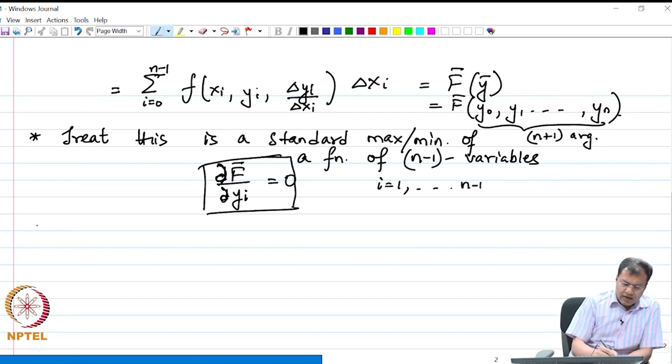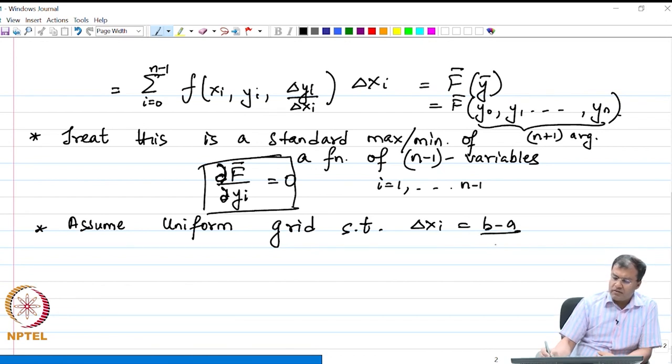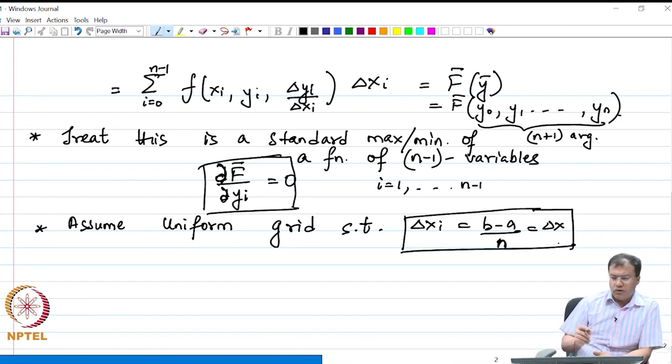Okay, and further let us assume that the grids are uniform. Right, now we are going to make this assumption so as to simplify our calculations. So assume a uniform grid such that my delta x_i is the final point minus the initial point divided by n, which is the number of grid points. I call this delta x. So all that is required in this method is to just find the maximum of this function using the standard first derivative test. So, let us look at an example.